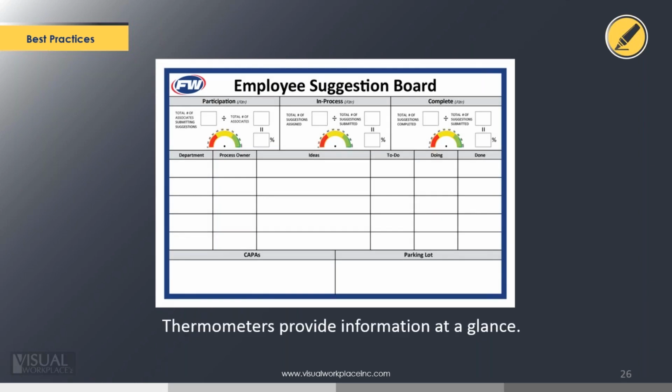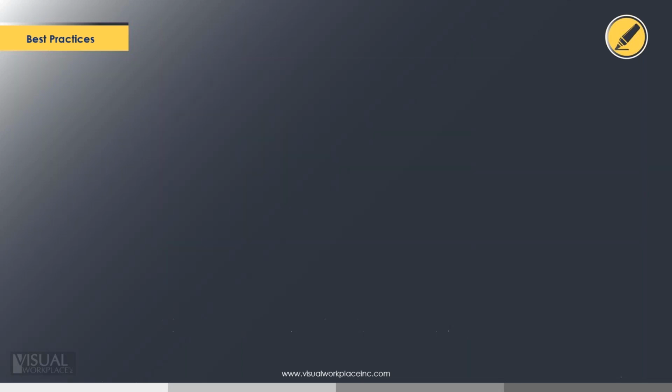Again, another little bit of creativity added to an employee suggestion board. They wanted to make sure they were keeping track of who was participating, which projects were in process, and which were complete. This is almost like a thermometer board, but it's at a glance, because sometimes in those employee suggestion programs, we wonder, hey, I submitted something, but I don't know what the status is, did we ever decide to do it? So again, this might give you some ideas to better display that information.